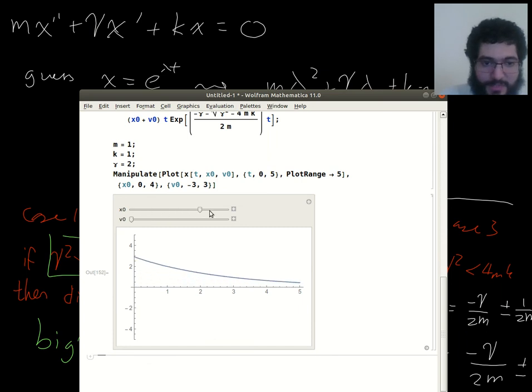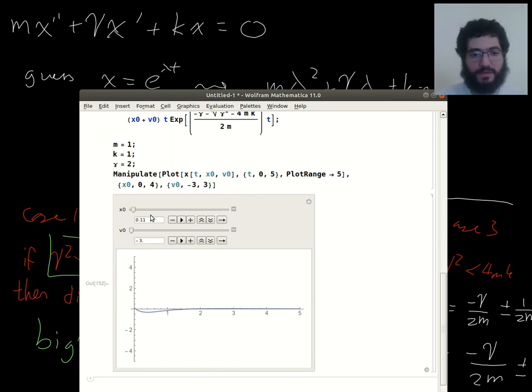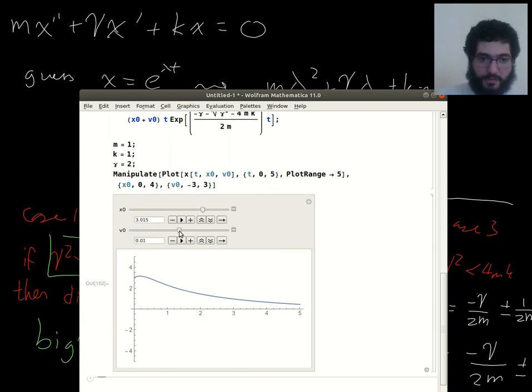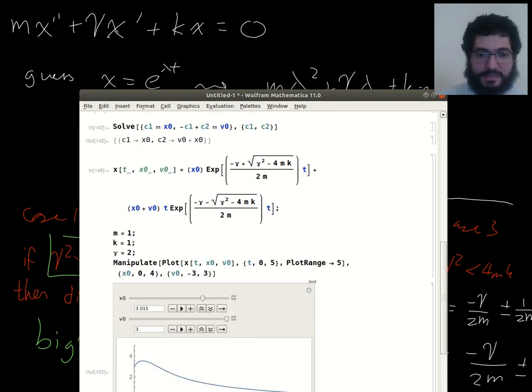So here I'm changing the initial position, the initial displacement of the mass from between 0 and 4. So let's say I pull it out all the way to about 3, and then I let it go from rest. Then this is apparently what happens in the critically damped case. And if I pull it out to 3 and then throw it further outward, then I get something like this. So it looks pretty similar in the end to the overdamped case, I would say.